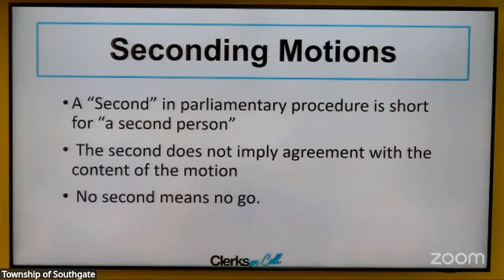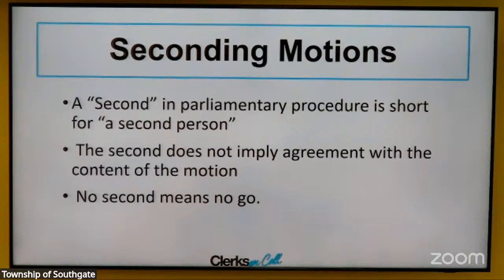And what do we mean when we say seconding a motion? A second in parliamentary procedure is short for second person. So another person, in addition to the first that just spoke up to make the motion. The second doesn't necessarily imply agreement with the content of the motion that was just proposed, but it does indicate agreement that the motion warrants the group's time to consider it. Conversely, no second means no go. So the motion is dead if after a few moments, no member agrees to second the motion. But if there is a second, the motion process will continue to the discussion and eventually the vote.